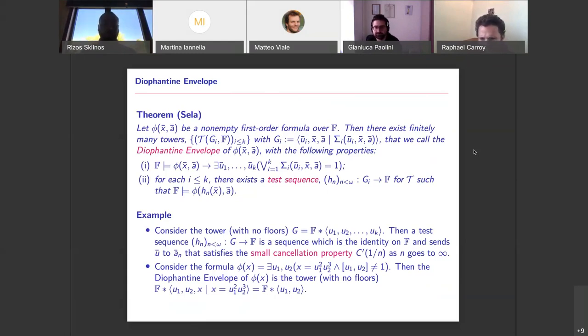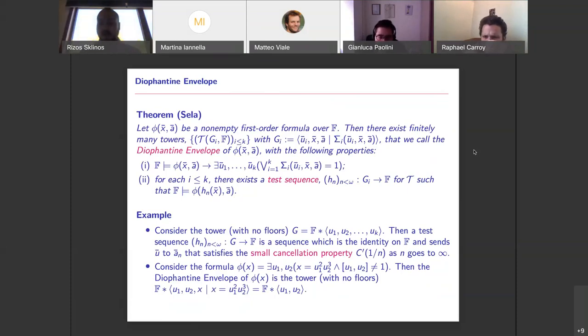So let me give you an example of how these Diophantine envelopes work. I will give you the simplest example. The simplest example is that we have a tower with no surface floors or abelian floors. So we have the parameter free group F and just another free group whose base is U1 to UK. That's the simplest tower. It doesn't have floors. It's just the bases, the ground floor with a parameter free group and another free group.